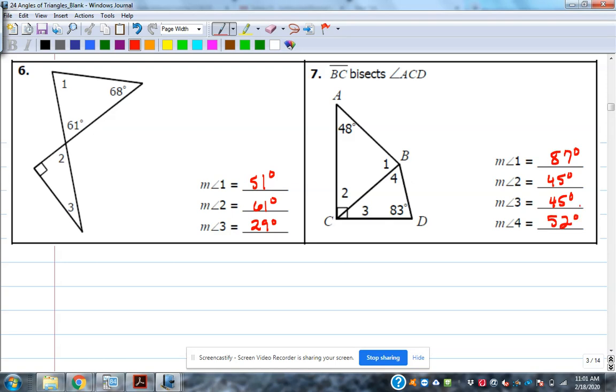A lot of different ways to get there. You could use the exterior angle theorem. You could use adding up to 180 out of that. The key was the bisector that cuts it in half.